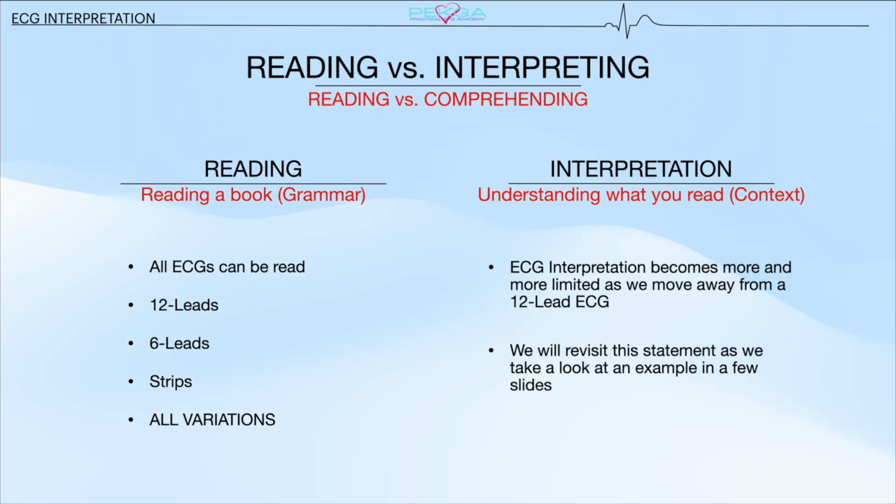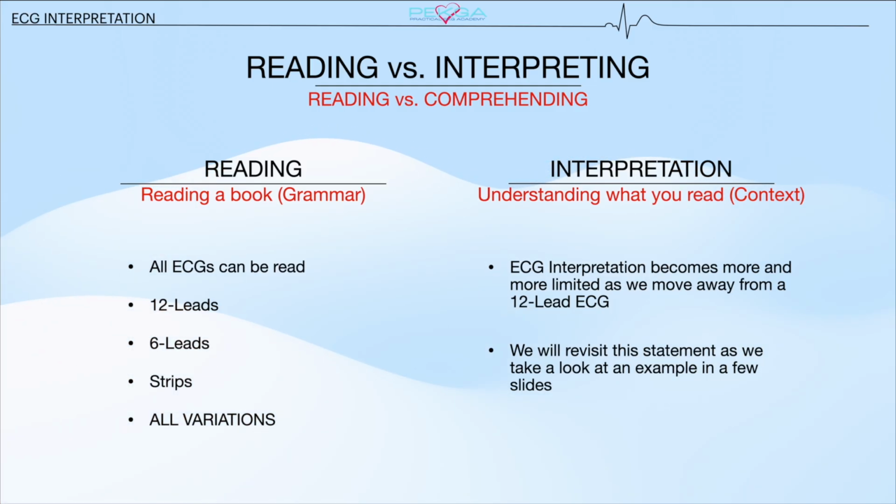That being said, any ECG can be read, right? A 12 lead, a 6 lead, a strip, you can read it, and you can identify individual components and label it and leave it for somebody else to interpret. But understanding what you read, the context, that's not so easy. Okay, that requires a lot of things in the background, right? It requires a lot of foundation.